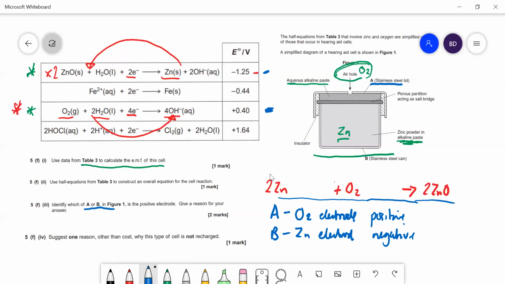Right, now this last question, 5F, suggests one reason other than cost why this type of cell is not recharged. And it's not a very satisfactory answer. If you look in the mark scheme, it just says this reaction cannot be made to go backwards, which to me is not a brilliant answer, but it's only one mark and that's all they wanted apparently.